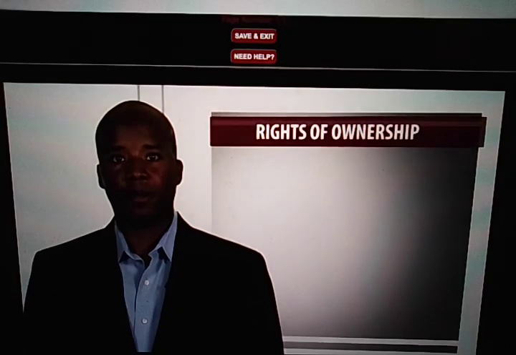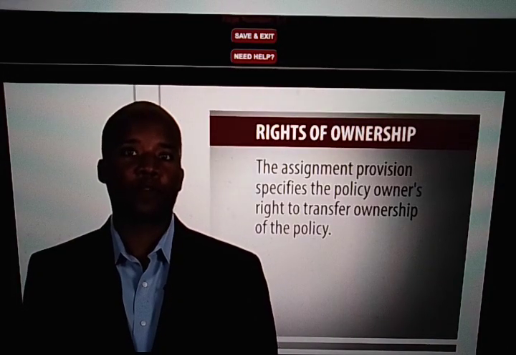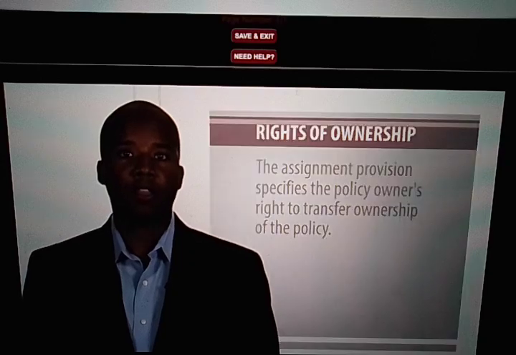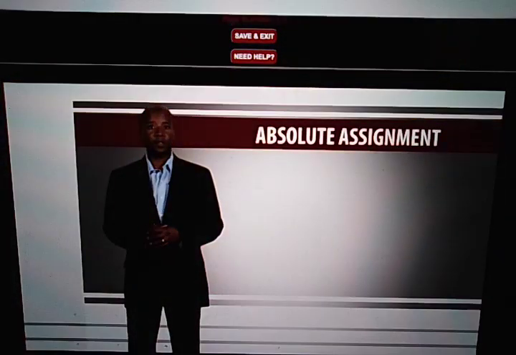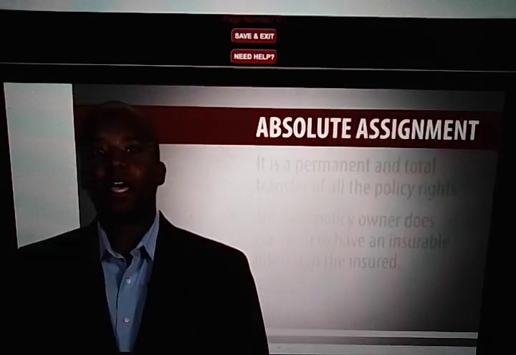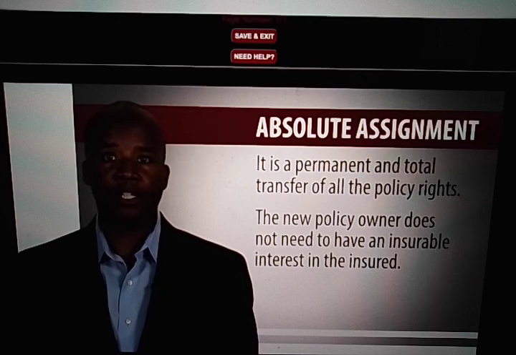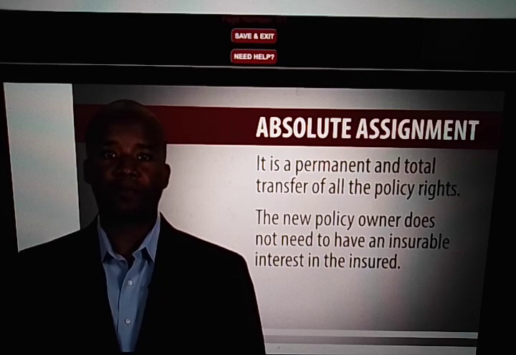Rights of ownership. The assignment provision specifies the policy owner's right to transfer ownership of the policy. There are two types of policy assignments. Absolute assignment. Absolute assignment involves transferring all rights of ownership to another person or entity. It is a permanent and total transfer of all the policy rights. The new policy owner does not need to have an insurable interest in the insured.